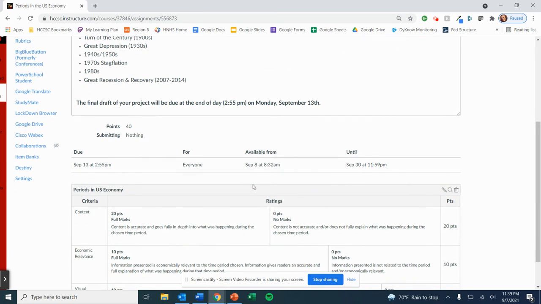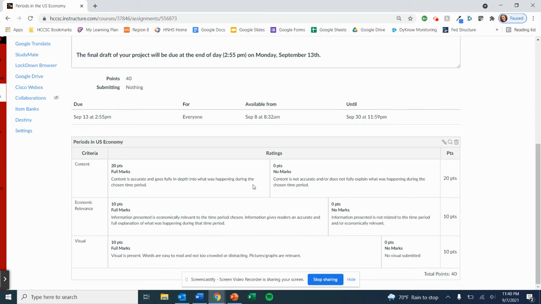That will all be due by the end of day on Monday. So you're going to have the rest of today, all day tomorrow, all day Friday, and all day Monday to work on this. I want to give you as much class time as possible, especially since you're working with partners. That way you're together, you can do the research, you can talk with each other, and have time to work on your visual and put it together before it needs to be turned in.